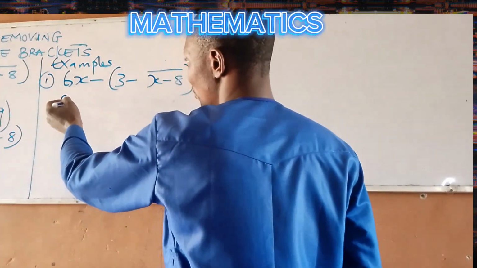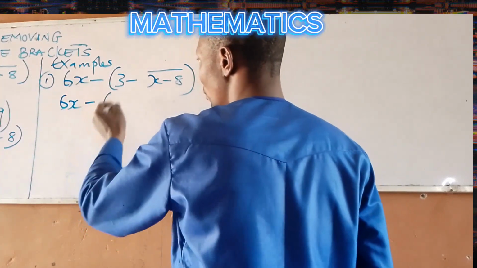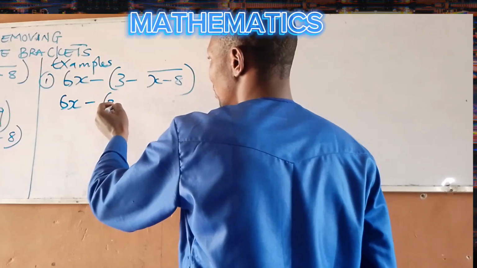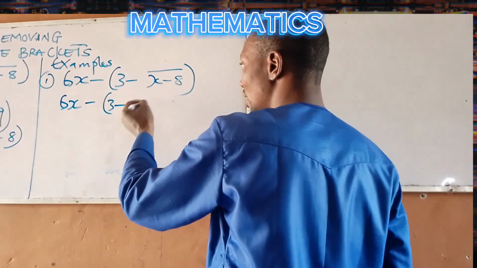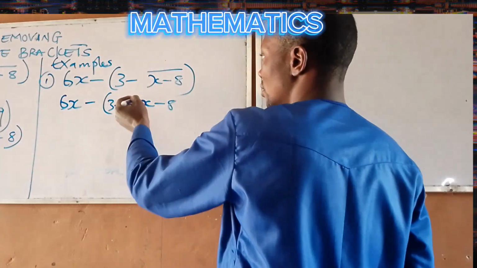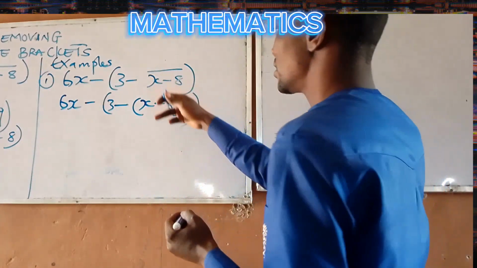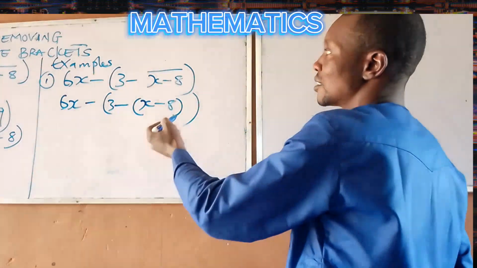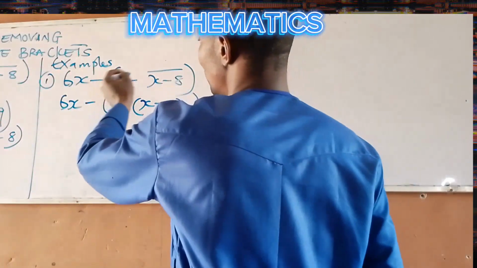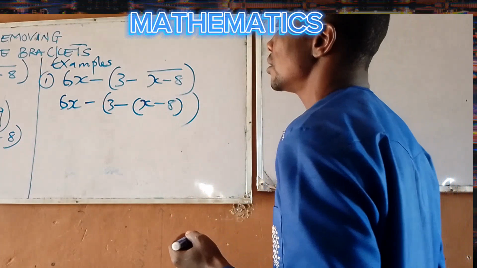So the question can simply be written as 6x minus open bracket 3 minus, this represents another bracket. So you put x minus 8 in bracket. So this is what that line simply means. Meaning that line also means bracket. So it is not all the time you see it in bracket. When you see a line on it, it also means bracket.